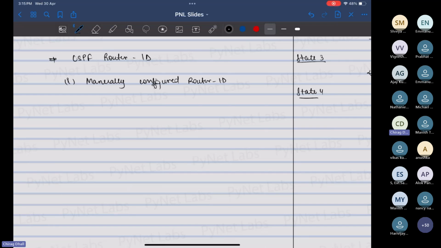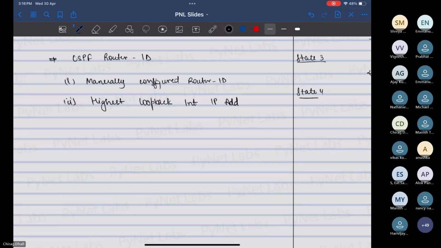In that case, the second preference will be given to the highest loopback interface IP address. Loopback interfaces are the virtual interfaces like we discussed yesterday. So whatever loopback interface has the highest IP, that will be considered as the router ID of that router.